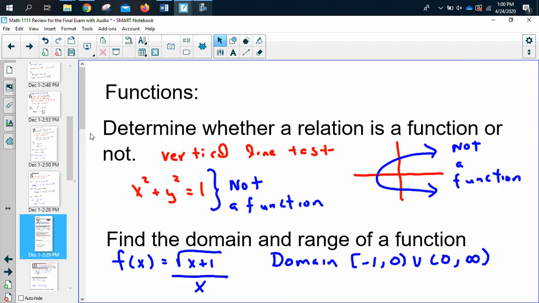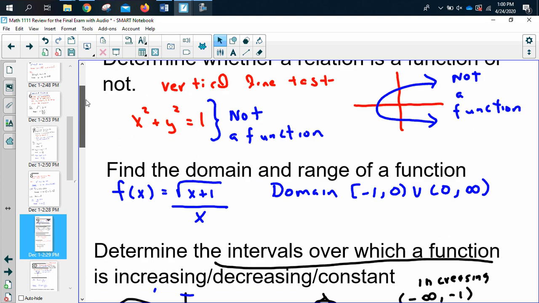And then we got into functions. Determine whether a relation is a function or not. If you've got the graph of it, you could use the vertical line test. So this is not a function. If you've got the equation, remember if y is squared or y is inside a square root, it would not be a function. So remember what it means for a relation to be a function.